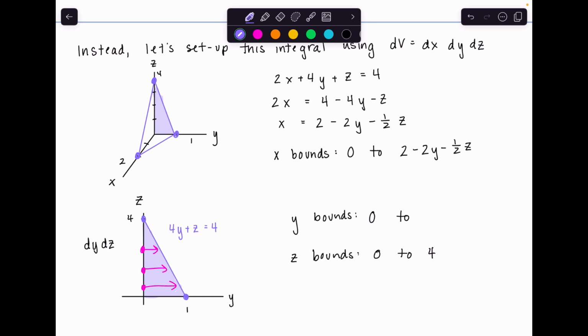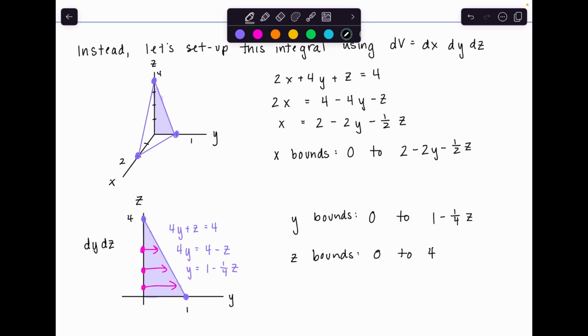My y bounds can have z as a variable, so I need to solve this for y, which is not pretty. It has 1/4 as a fraction. So my y bounds go from 0 to 1 minus 1/4 z.